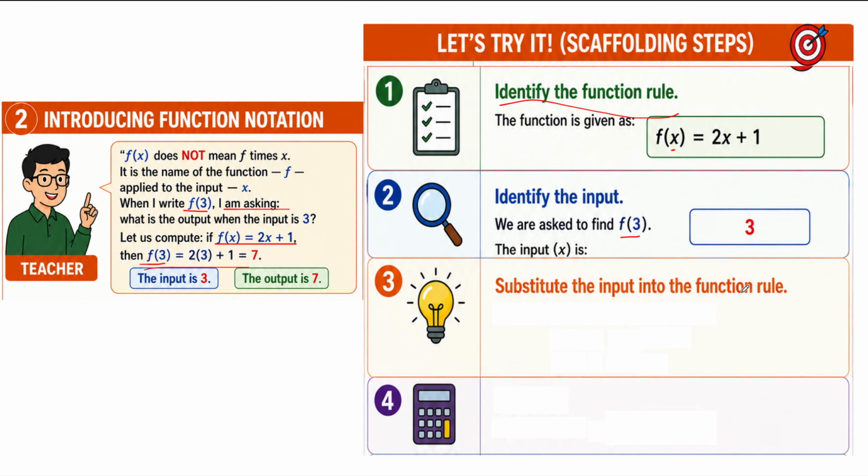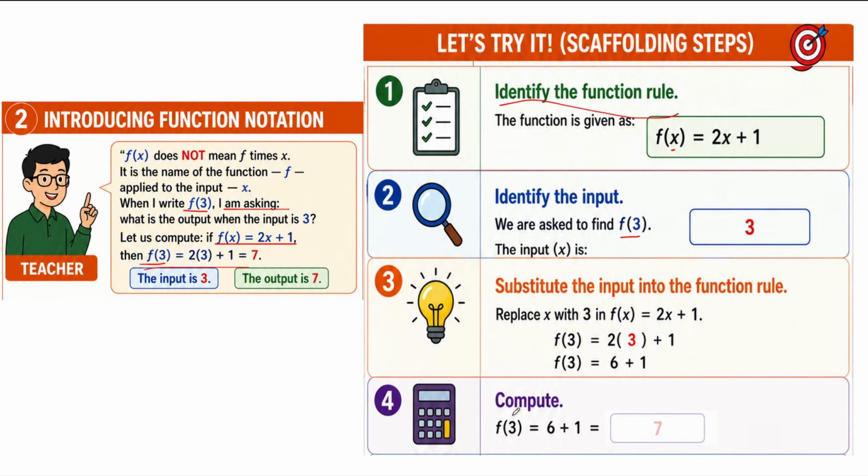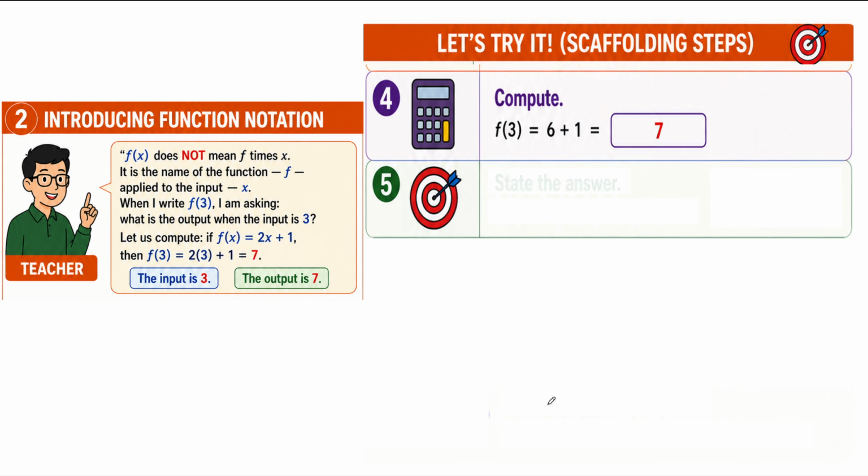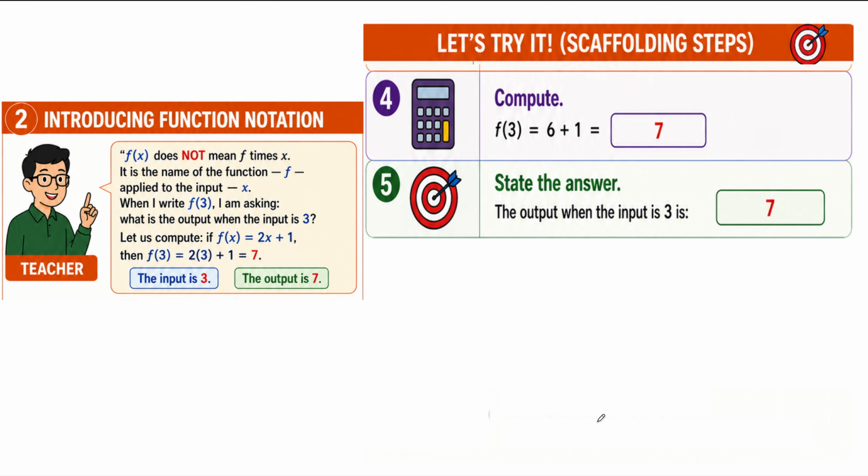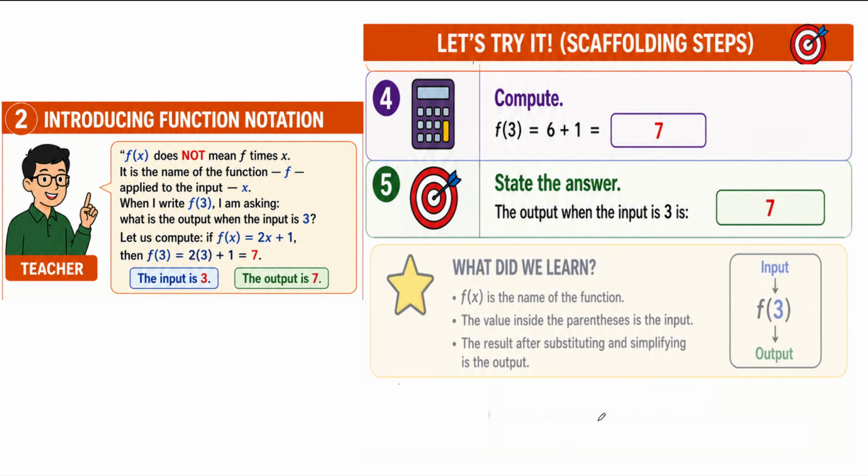Substitute the input into the function rule. So, papalitan natin yung x ng 3. So, it will become f of 3 equals 2 times 3 plus 1, that is going to be 6 plus 1. And we compute that is equal to 7. So, that's it. That's how we introduce the function notation. Okay? So, we state that the output when the input is 3 is 7. That's how we state our final answer.